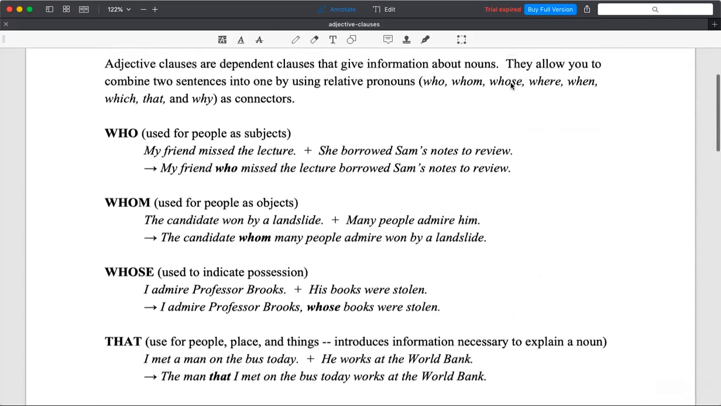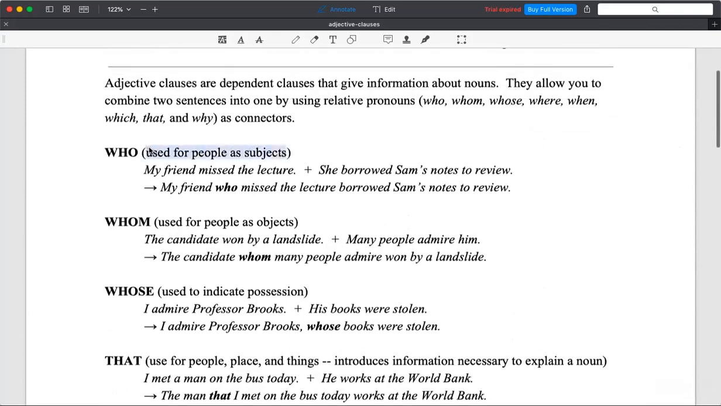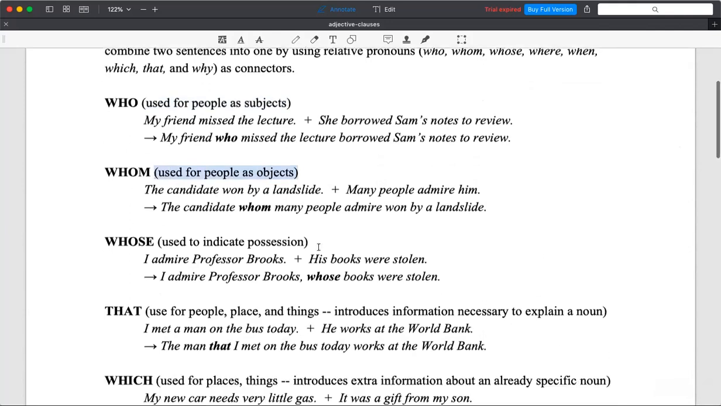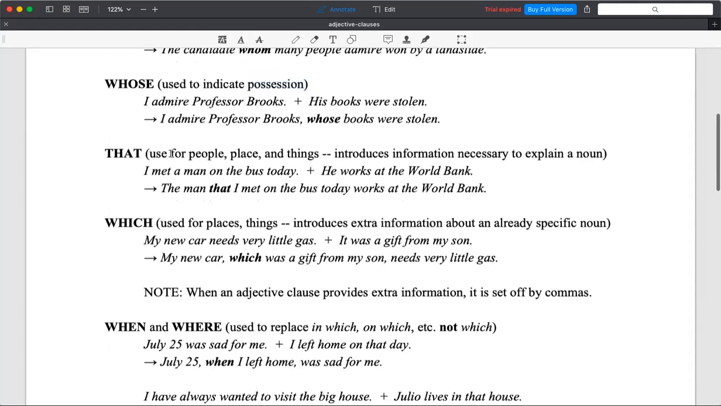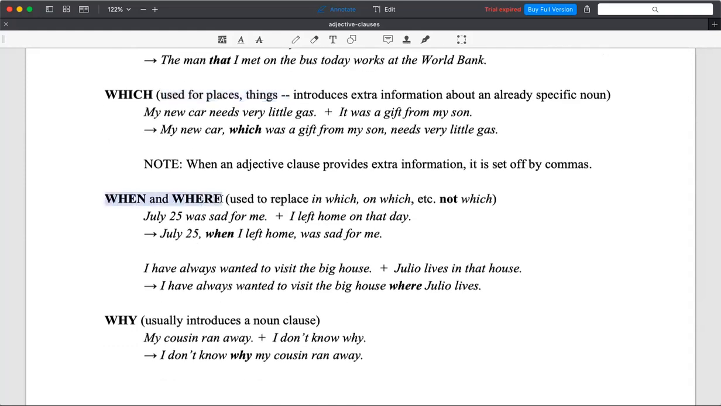When you use who, it is the subject case, just a quick recap. And when you use whom, it is the object case. Whose is the possession, defining the possession. That is used for people, things, and places, which is used for places and things, where and when are for the time and the place, and why is defining the reason.